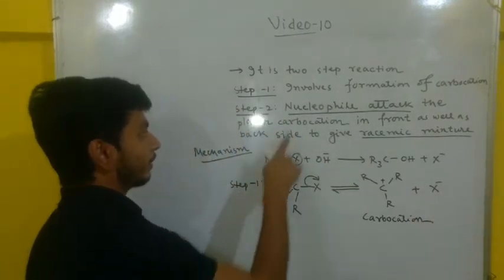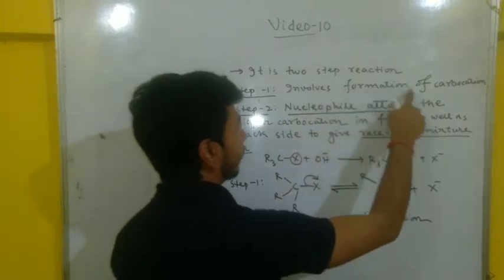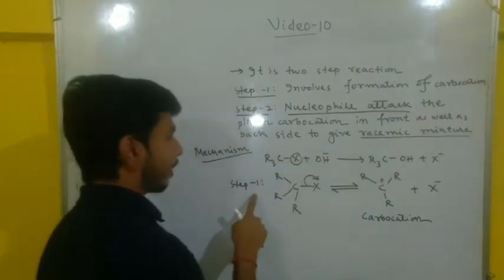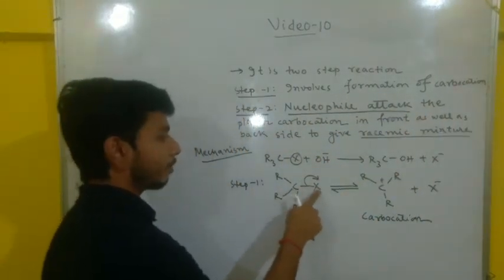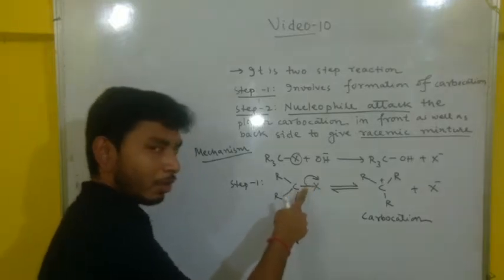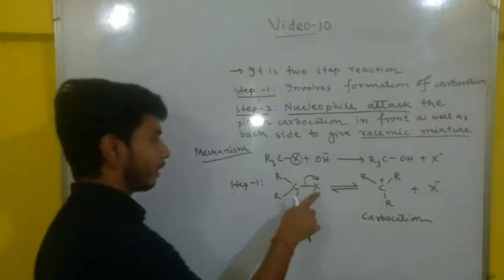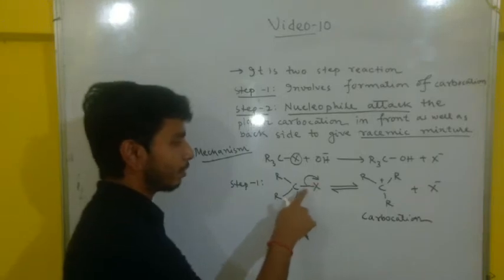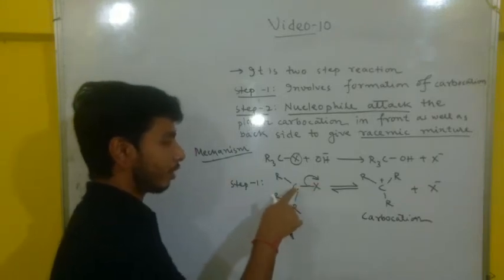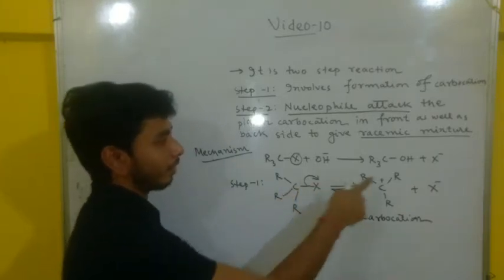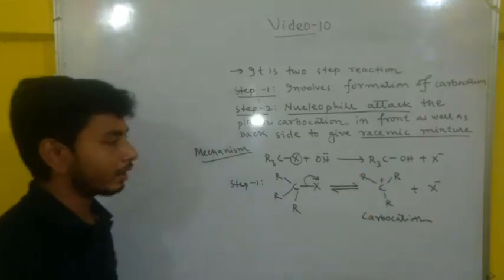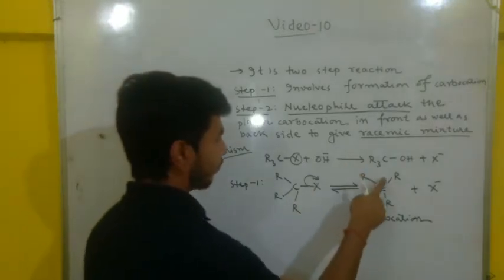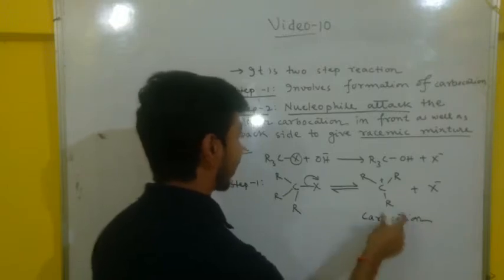So the first step involves the formation of a carbocation. In the first step, the carbon-halogen bond will break. One bond means two electrons, so the halogen group leaves with the two electrons. Now the carbon becomes electron deficient and carries a positive charge. The carbon carrying the positive charge is called a carbocation.